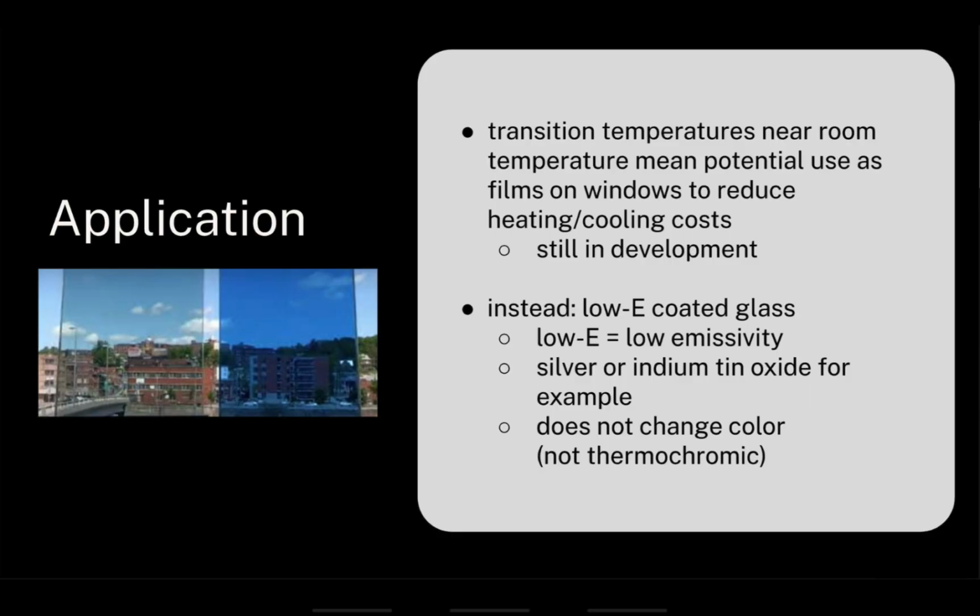It's called low E glass because it has a thin coat of material with low emissivity of infrared light. Depending on the manufacturer, this material could be silver or indium tin oxide, for example. However, this glass does not change color, so it is not thermochromic.